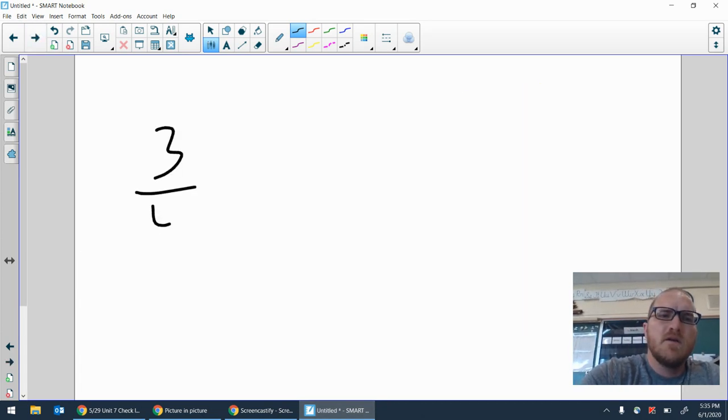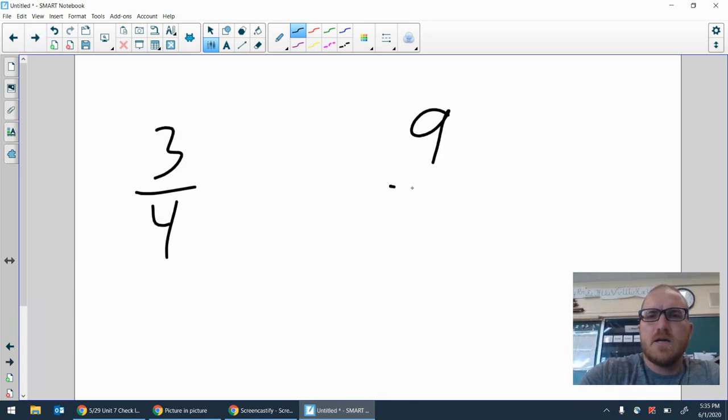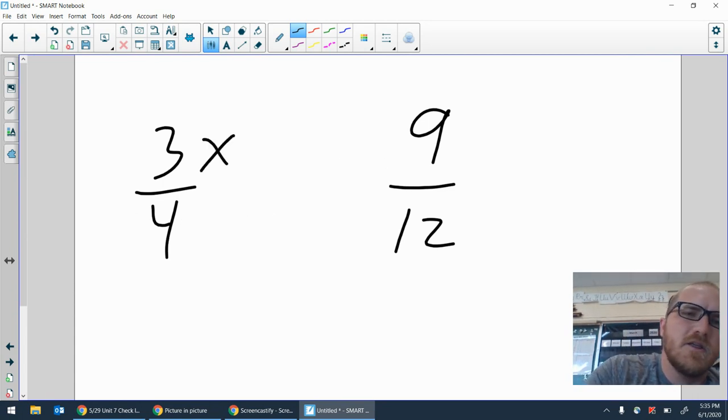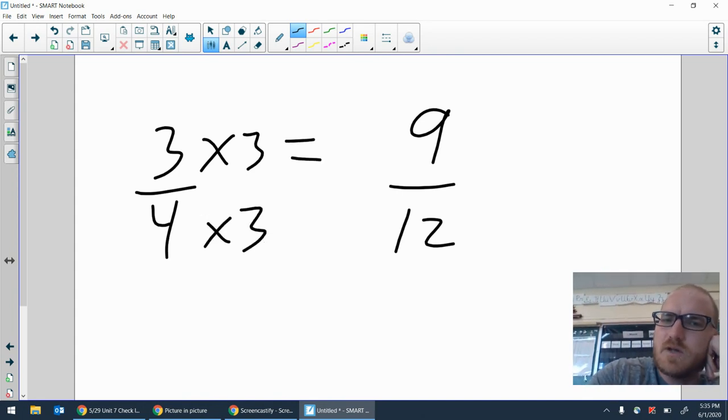So 3/4. And our target that we're trying to change it to is 9/12. So you want to be asking yourself, what can I multiply 3 by to get up to 9 or 4 by to get up to 12? So if we know our facts, 3 times 3 equals 9. And we need to ask ourselves, does 4 times 3 equal 12? If it does, we're correct. And it is. So we are good to go on that one.